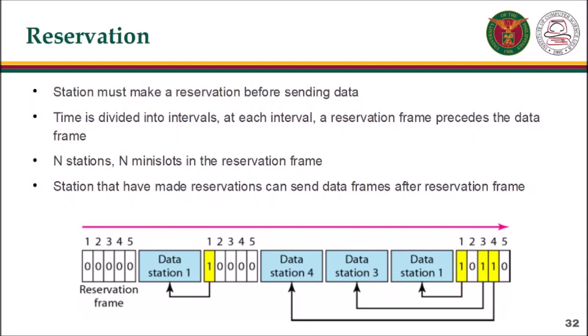In the reservation method, a station needs to make a reservation before sending data. Time is divided into intervals. In each interval, a reservation frame precedes the data frames sent in that interval. If there are n stations in the system, there are exactly n reservation mini-slots in the reservation frame. Each mini-slot belongs to a station. When a station needs to send a data frame, it makes a reservation in its own mini-slot. The stations that have made reservations can send their data frames after the reservation frame.